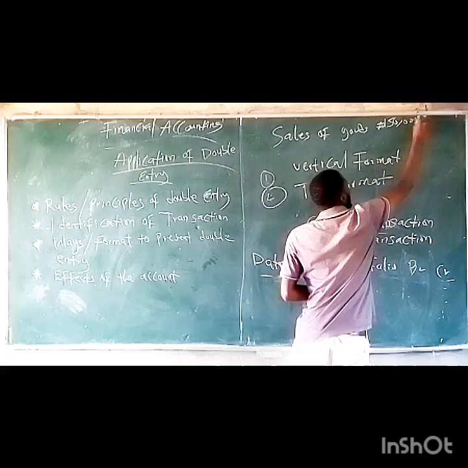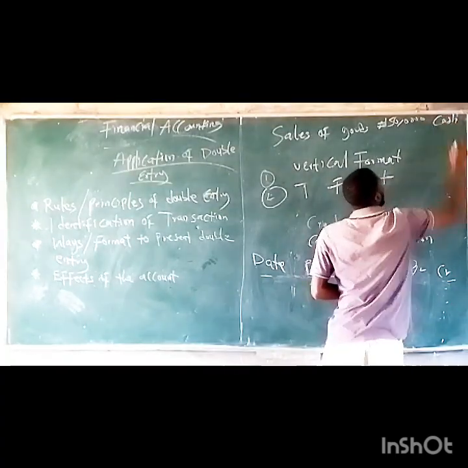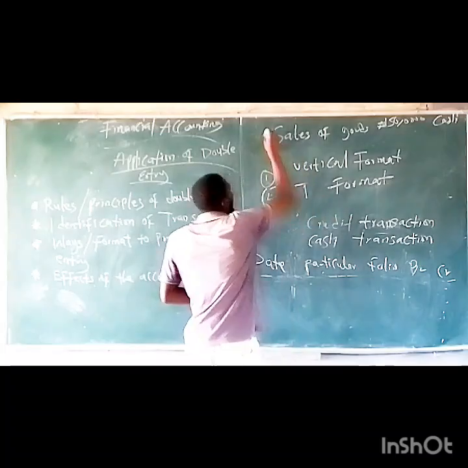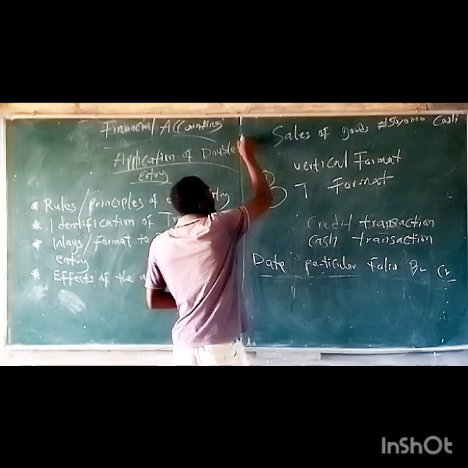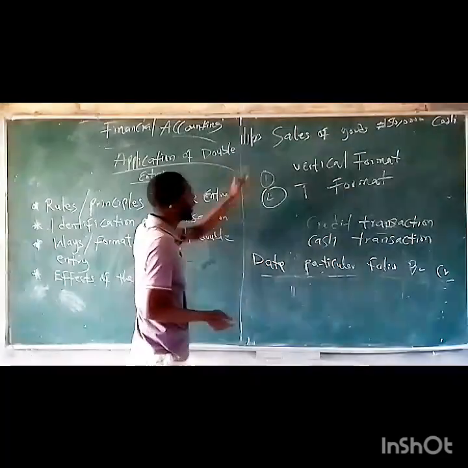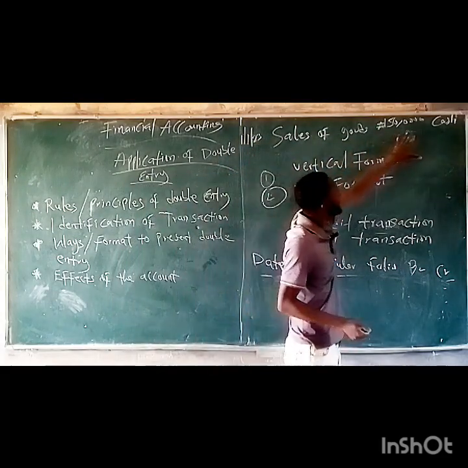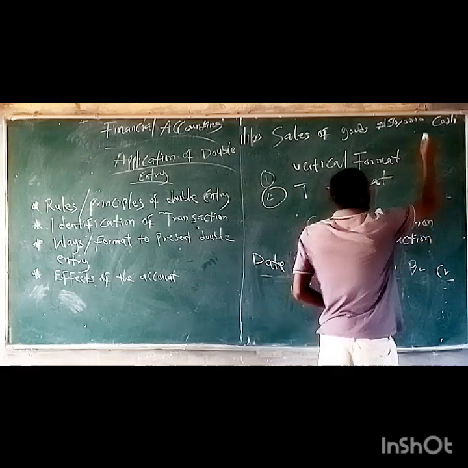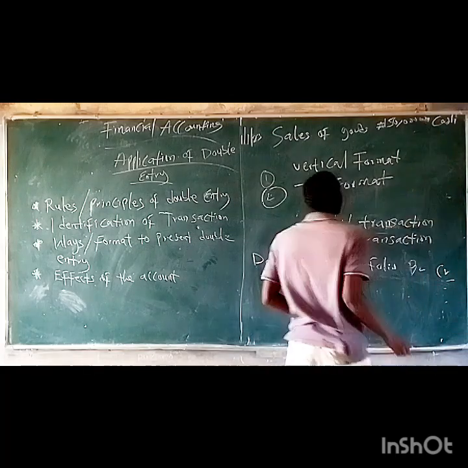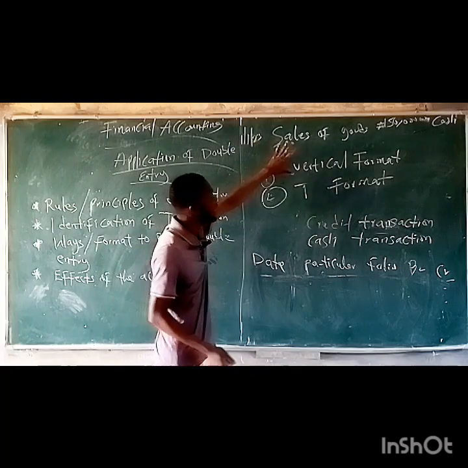50,000 naira cash. Then the date is 1st of January 2023. Now look at this. This is a transaction: sales of goods, 50,000 naira in cash. That is in cash. Sales of goods, 50,000 naira in cash.